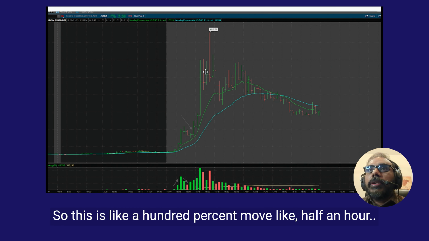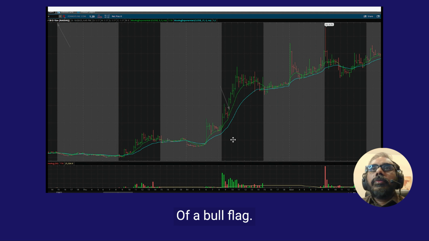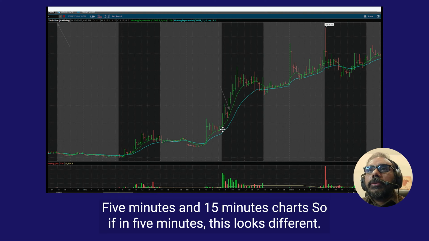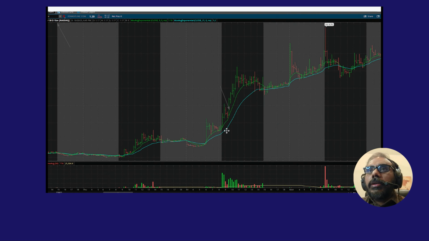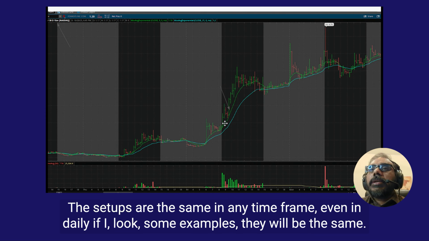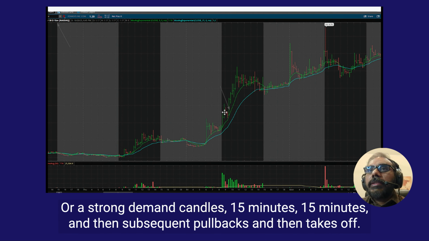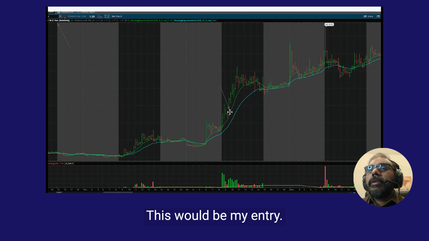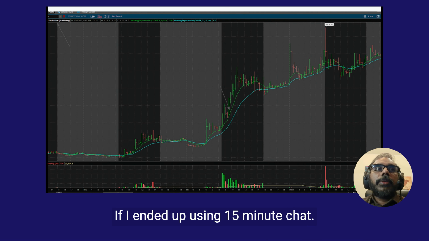This is another example of a bull flag. This is a 15-minute chart, by the way. I switch between the 5-minute and 15-minute charts. So if it looks different in 5 minutes, even in 15 minutes, I just want to show that the charts, or the setups, are the same in any time frame. In daily, if I look at some examples, they will be the same. So strong demand candles on the 15 minutes, then subsequent pullbacks, and then it takes off. This would be my stop loss. This would be my entry if I enter using the 15-minute chart.